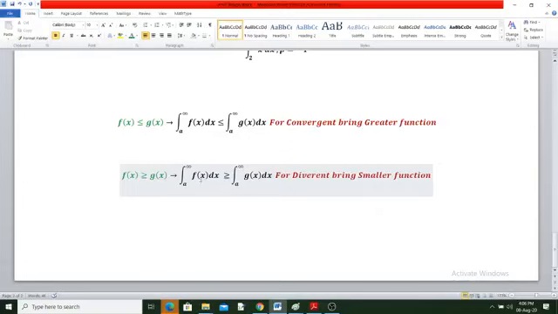So remember, whenever you have to prove convergence, bring the greater function, and if the greater function's greater integral is convergent, then the given function, which is smaller, and its integral, which is also smaller, will also be convergent.